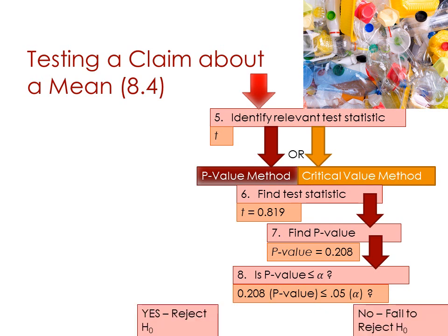We're going to answer these problems. If the answer is yes, then we reject our null. If the answer is no, then we fail to reject our null. So what is the answer here? Is 0.208 less than or equal to 0.05? No, it is not. So in this particular problem, we fail to reject the null. It stands. The challenging claim that it is greater than 1.800 has not been supported.